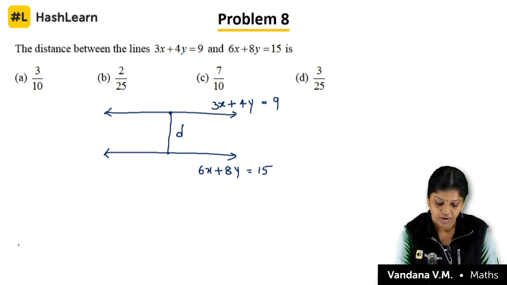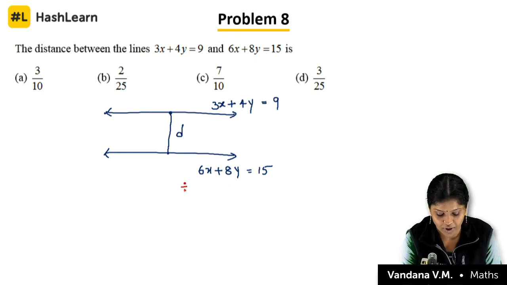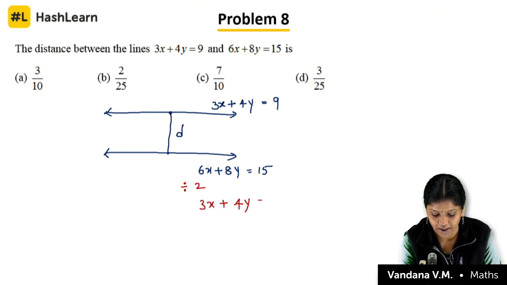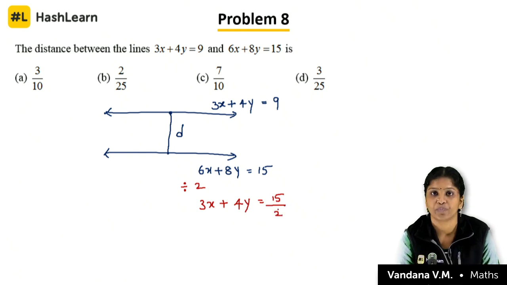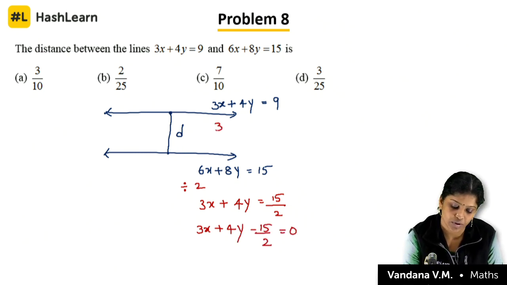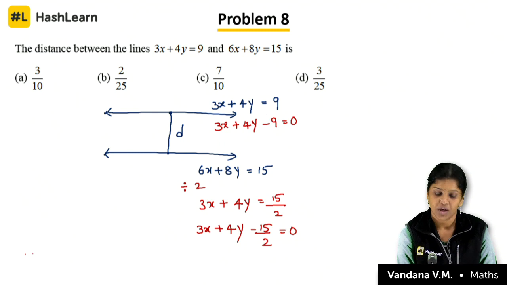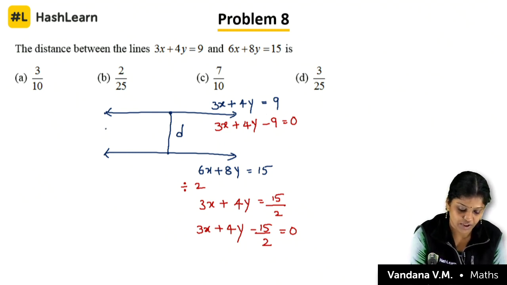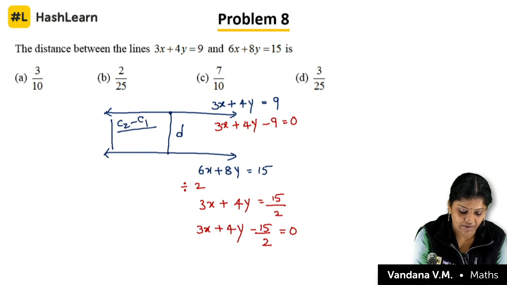See here, first I have to bring it to the standard format. To get 3, I have to divide this with 2. 3x plus 4y is equal to 15 by 2. Now also it is not in the standard format. 3x plus 4y minus 15 by 2 is equal to 0. This also you write in standard form, 3x plus 4y minus 9 is equal to 0. Now I know the formula. What is the formula, children? C2 minus C1 by root of a square plus b square.